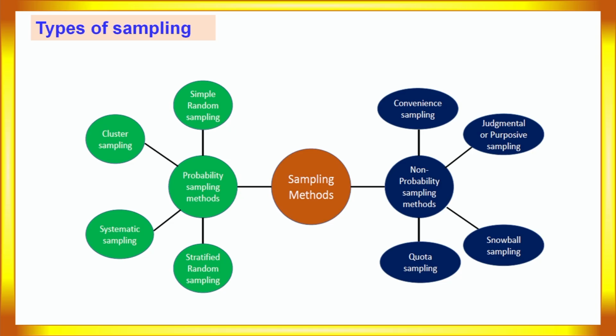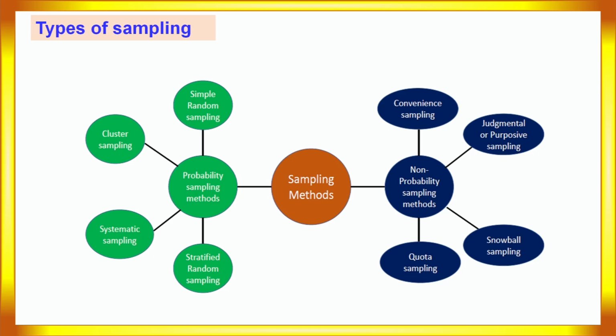Another type of probability sampling method is stratified random sampling. What is stratified random sampling? In stratified random sampling, we divide the whole larger population into smaller homogeneous subsets. That means the target population is divided into two or more homogeneous strata. Why divide the population into homogeneous strata? Firstly, it allows us to use smaller groups.